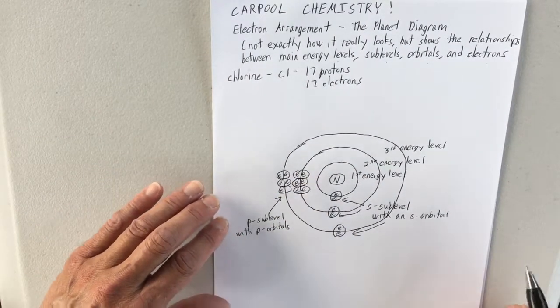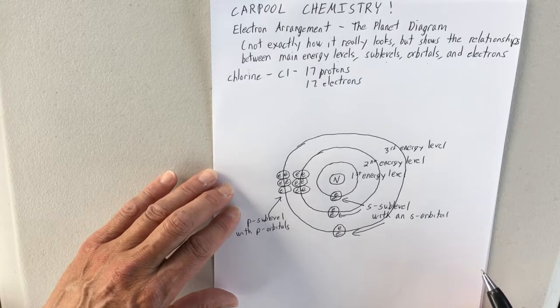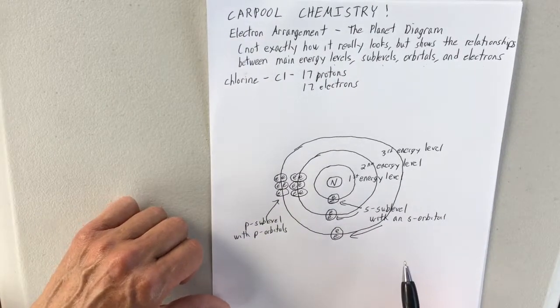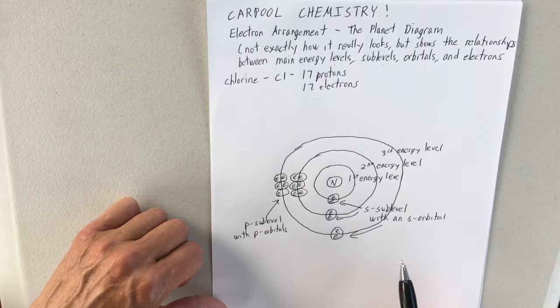And the planet diagram for the element chlorine is now complete with 17 electrons. And that's how you draw the planet diagram to show the electron arrangement of chlorine.